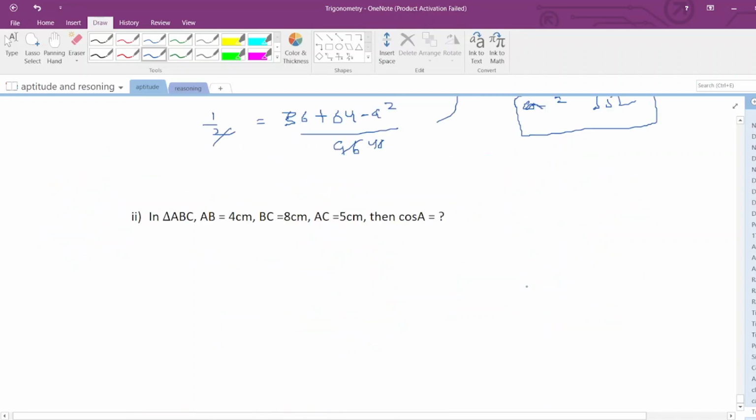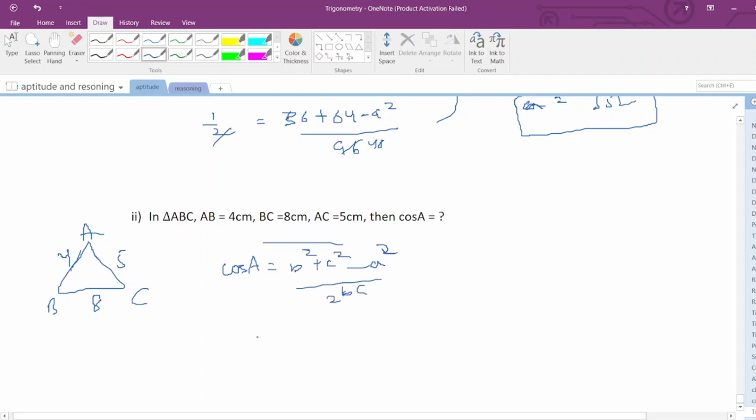So now see, this is another type of question. In a triangle ABC, if you consider this triangle, A, B and C, or else you can mention it either way, either is fine. So AB is equal to 4 centimeters as given, BC is equal to 8 and AC is equal to 5. Then they are asking for cos A. So cos A is simple, right? A is replicated, minus a square and the remaining two plus, by 2bc. Substitute the values: opposite to A is 8, opposite to B is this, this is equal to b, this is equal to a and this is equal to c.